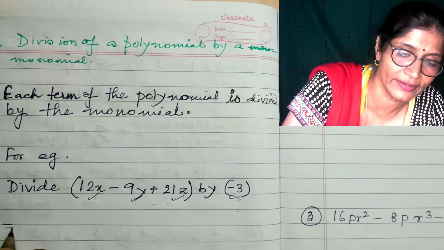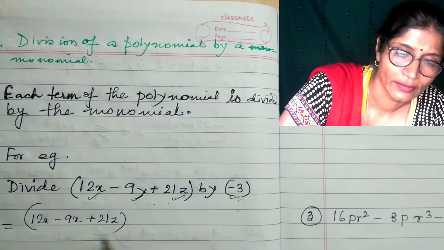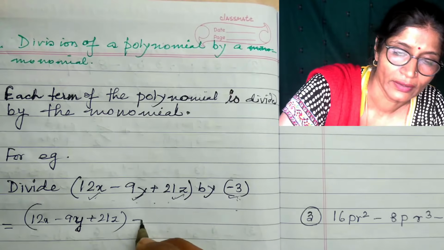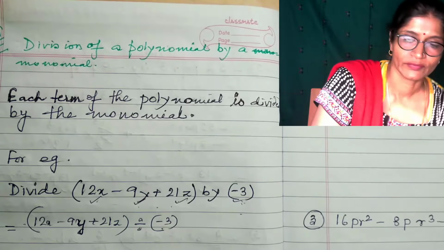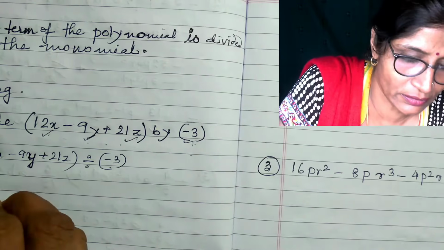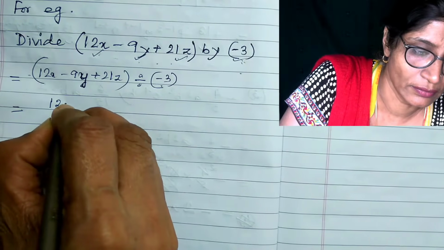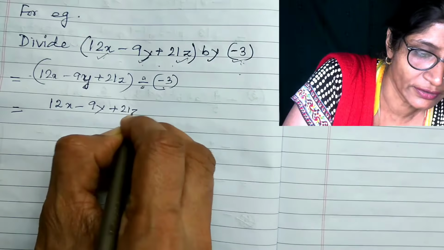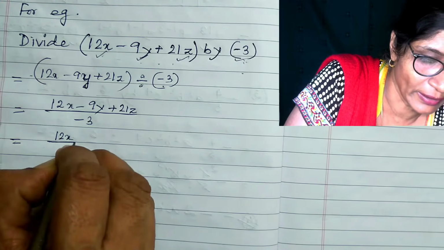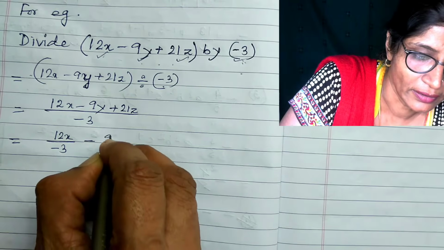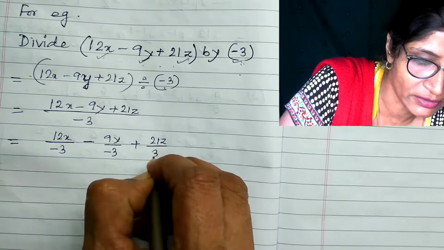So what I will write here is 12x minus 9y plus 21z divided by minus 3. So that is equal to 12x divided by minus 3, then minus 9y divided by minus 3, and then plus 21z divided by minus 3.